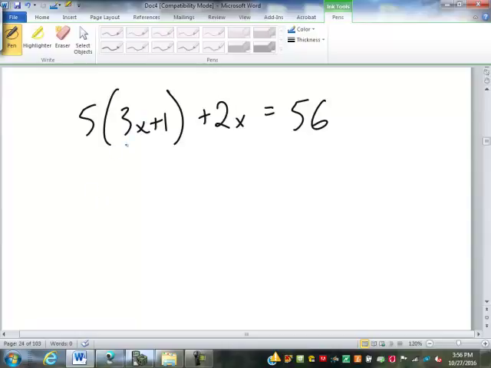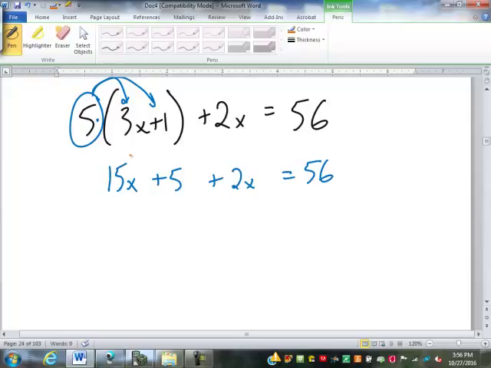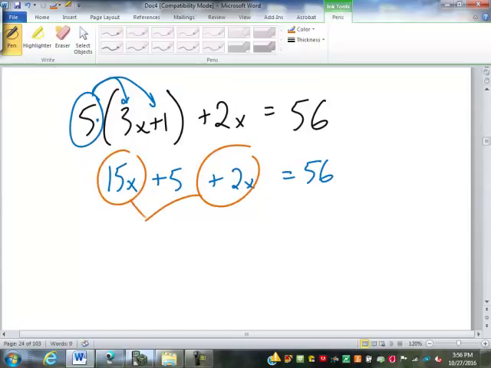So we're working on the parentheses. Is there anything I can do inside the parentheses? No. To the parentheses? Yes, times 5. So 5 times 3x is 15x. 5 times 1 plus 5. Now we still have this plus 2x out here outside the parentheses. What else can we do before we start to solve? Perfect. Combine 15x and 2x, which makes 17x plus 5 equals 56.